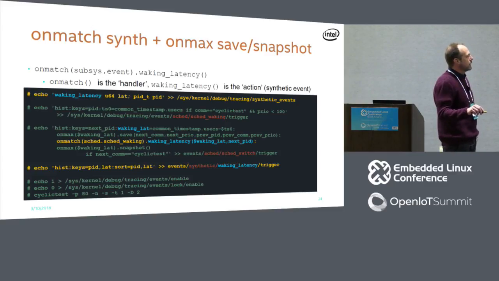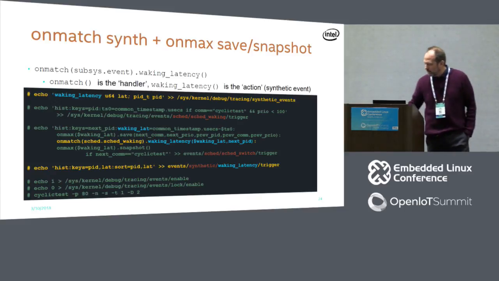And then finally, now that we have a new event, we can do whatever we would do with any other event, and we can do the same thing as put a histogram on that event, and we'll be able to see the distribution of latencies through the histogram. So that's basically just a simple histogram definition on our new event.